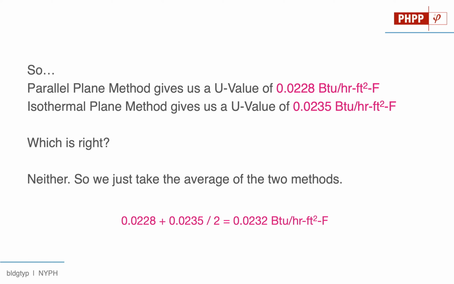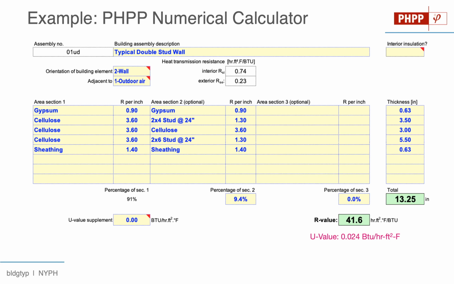Neither. The parallel plane method is going to give us a slightly low figure. The isothermal plane method is going to give us a slightly high figure. So the way that we do this in practice is we average the two values. We're going to put those two values together, and we're going to come up with an average value, in this case 0.0232. And that is exactly what the PHPP is going to do.